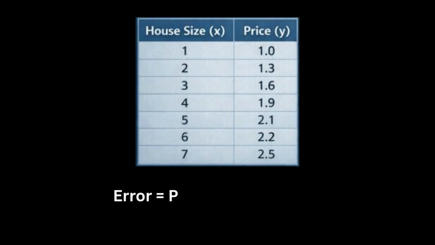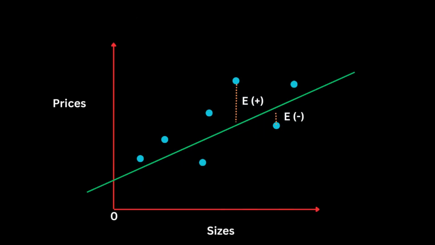The difference between the actual price and the predicted price is called the error. You can think of it as the vertical distance between the dot and the line. If the line predicts too high, the error is negative. If the line predicts too low, the error is positive. Either way, the error tells us how wrong the model is for that point.